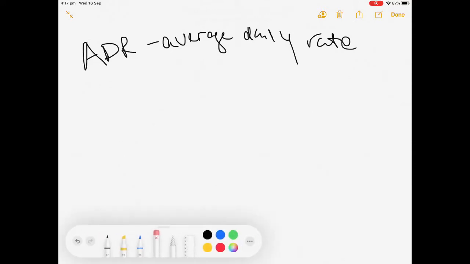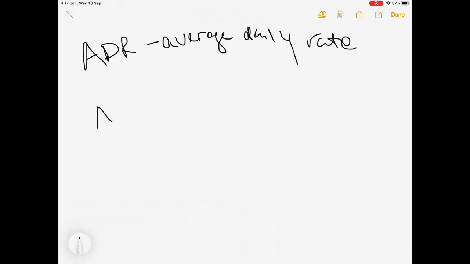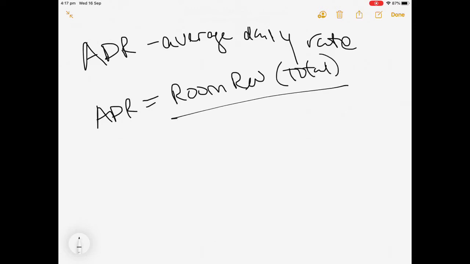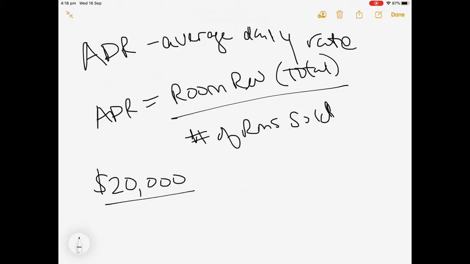So in order to get our ADR, we are looking at the total room revenue divided by number of rooms sold. Let's say that we made $20,000. That is how much we made in room revenue. And let's say that we sold 100 guest rooms. Basically that averages out to $200 per room. So that is our ADR.